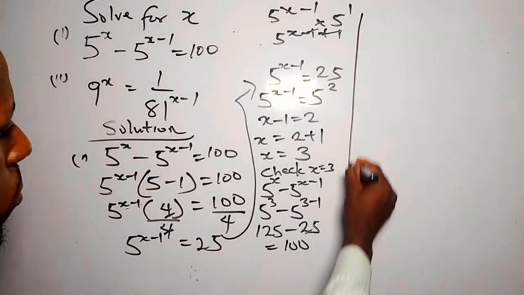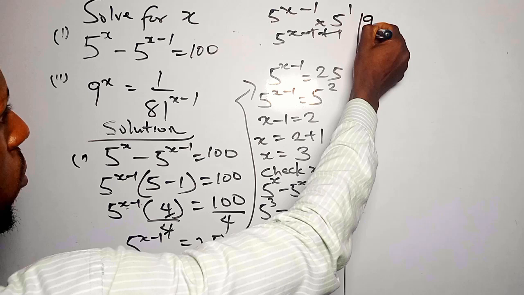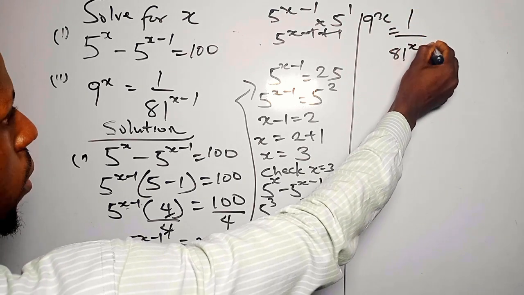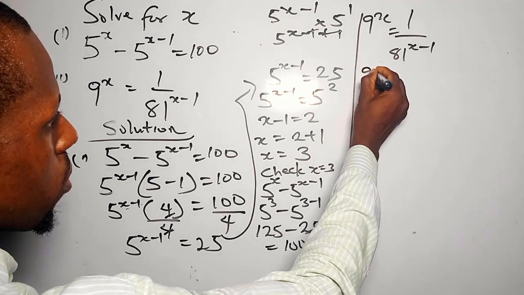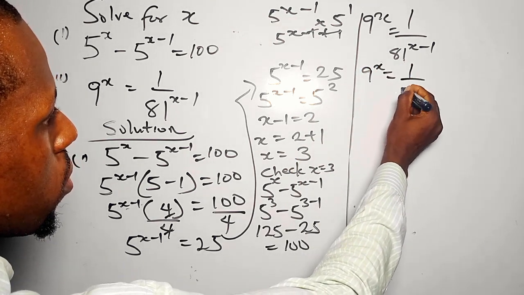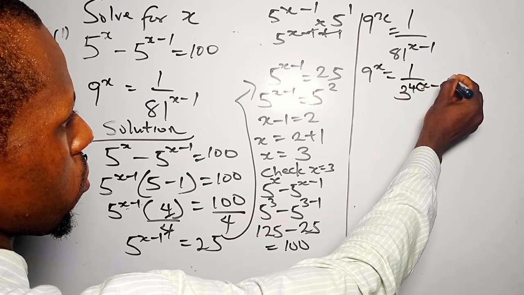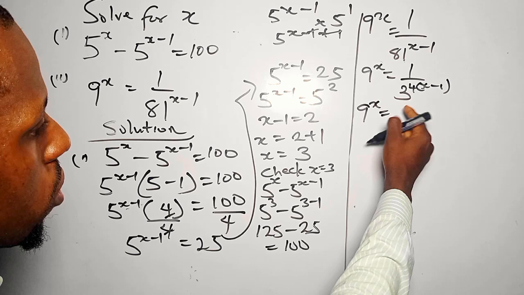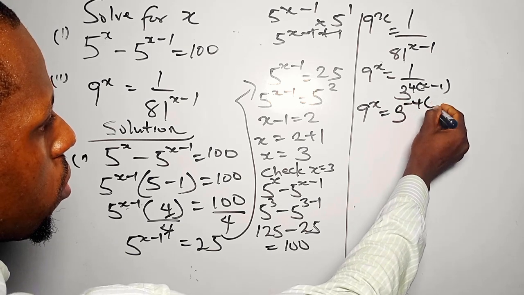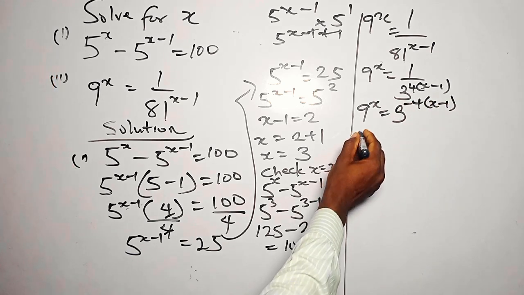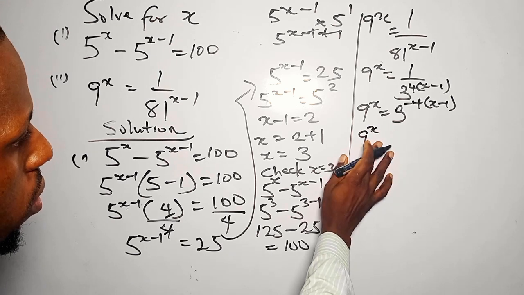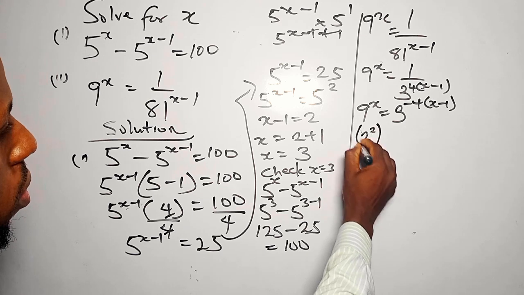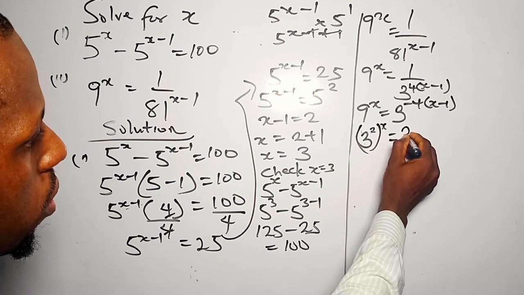In the second equation, we have 9 raised to the power x equals 1 divided by 81 raised to the power x minus 1. We have this as 9 raised to the power x equals 1 divided by 3 raised to the power 4 into x minus 1. So for the right side, we can have it as 3 raised to the power minus 4 into x minus 1. Here we have 9 raised to the power x as 3 raised to the power 2, raised to the power x.